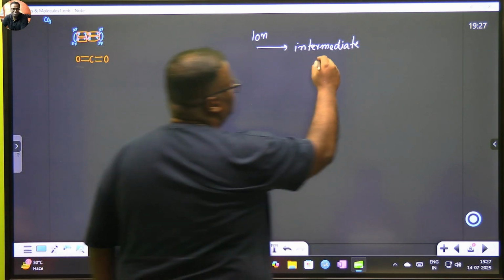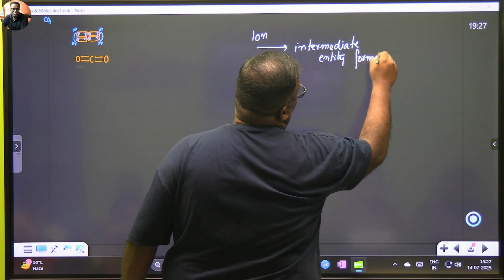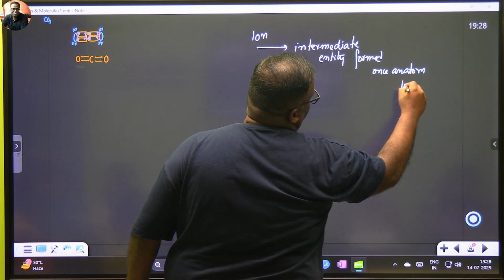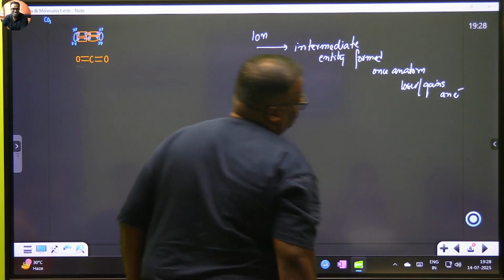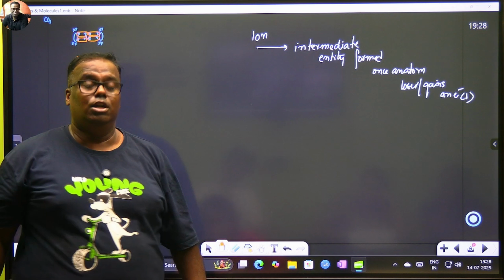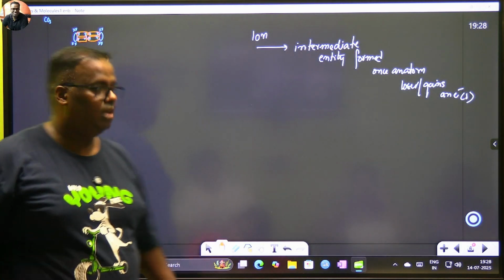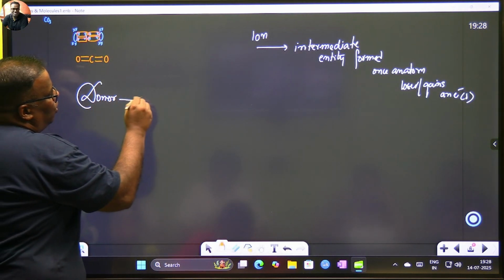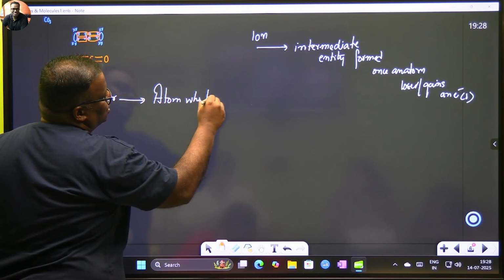So an ion is an intermediate entity that is formed once an atom loses or gains an electron, or electrons, whatever it can be. That means donor and acceptor have a potential chance to become ion. So let's see who is a donor. What does donor mean? A donor is an atom which lost electron.